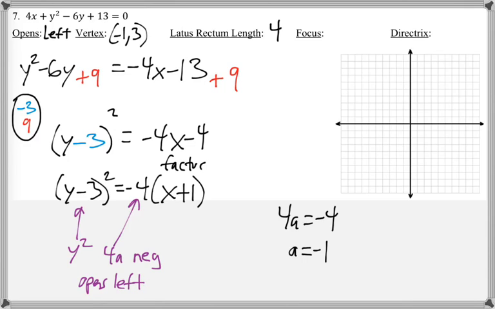Okay, my vertex is negative 1, 3. And then I want to add a to get the focus. So adding negative 1 means I'm going to the left because the left is the negative direction. And then I'm going to subtract a, so minus a minus 1 is the same thing as adding 1. And adding is going to the right, so that's the positive direction.